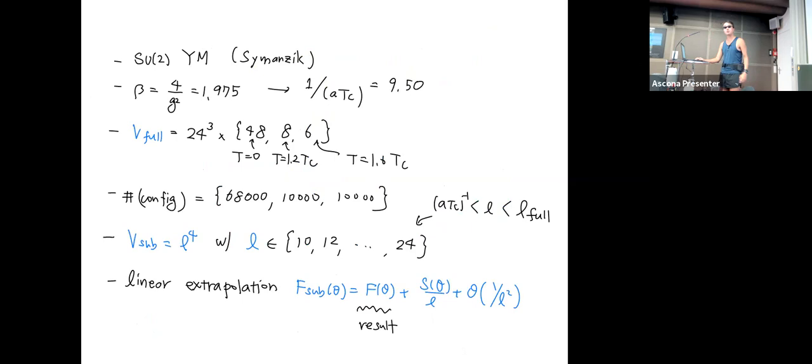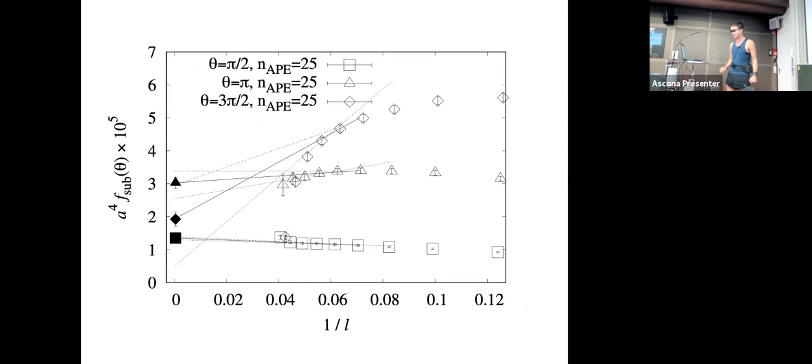So we did the simulations, and this is how it looks in practice. I want to take L to infinity, so I want to go all the way to the left. And theta equals pi over two, in this case, is relatively simple. It's just this thing, one over L, so we're going to fit with a linear function. And it seems to be fitting well with the linear function.